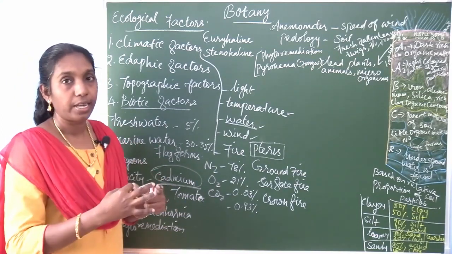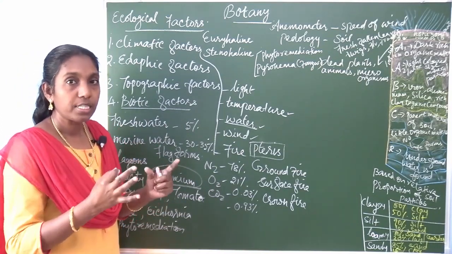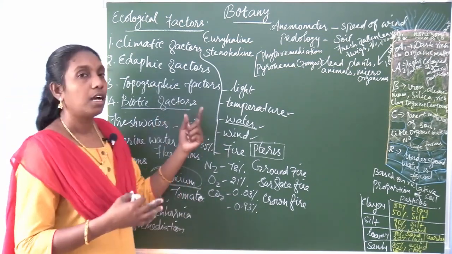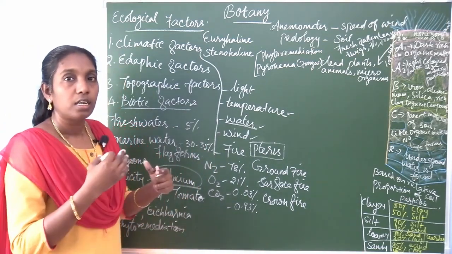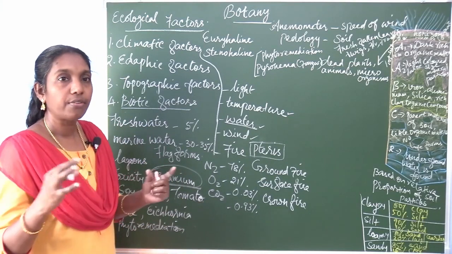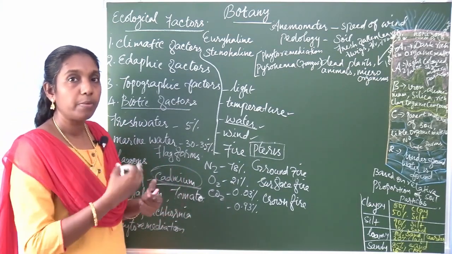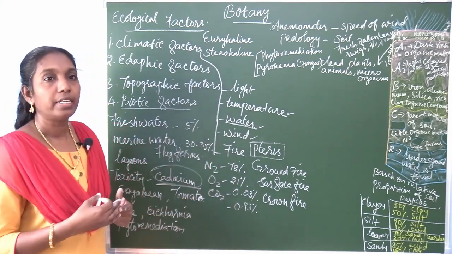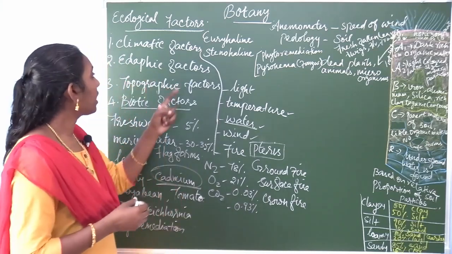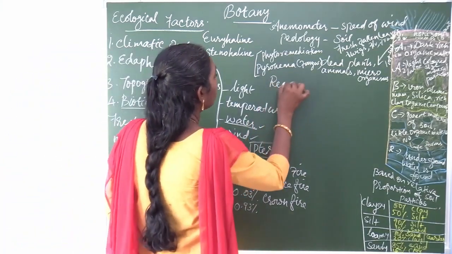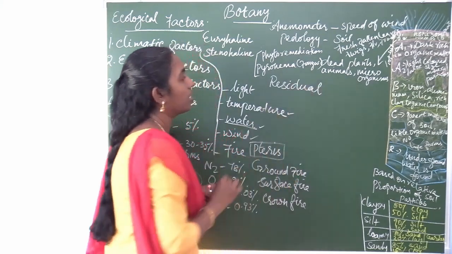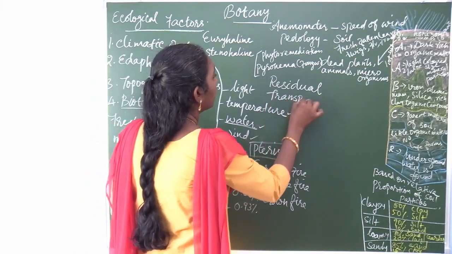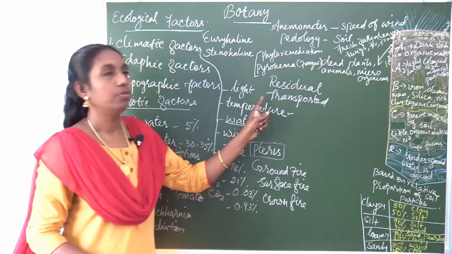So this soil profile, the soil, affects in many ways. The availability of vegetation depends on soil, because soil contains different forms. There are different types of soil. The soil is mainly classified into residual soil and transported soil. There are two types of soil, transported and residual soil.